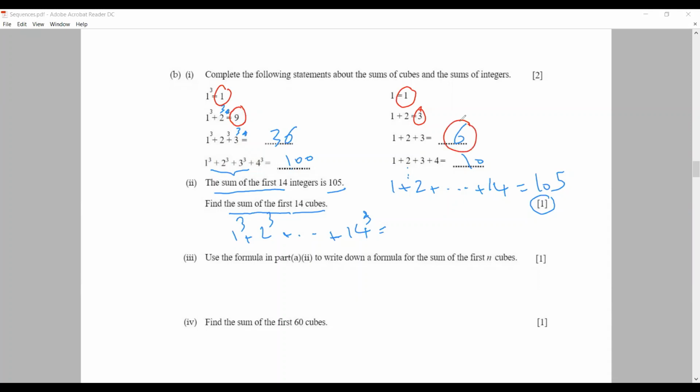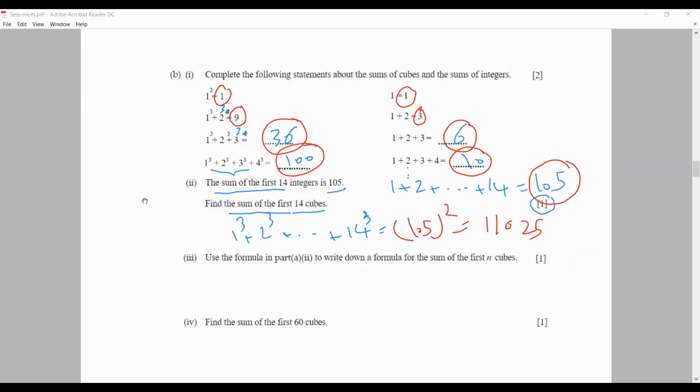If this is 6, this is 6 squared, which is 36. If this is 10, this is 10 squared, which is 100. And if this is 105, this should be 105 squared, right? So that's how you find the answer to this question, which is 11,025.